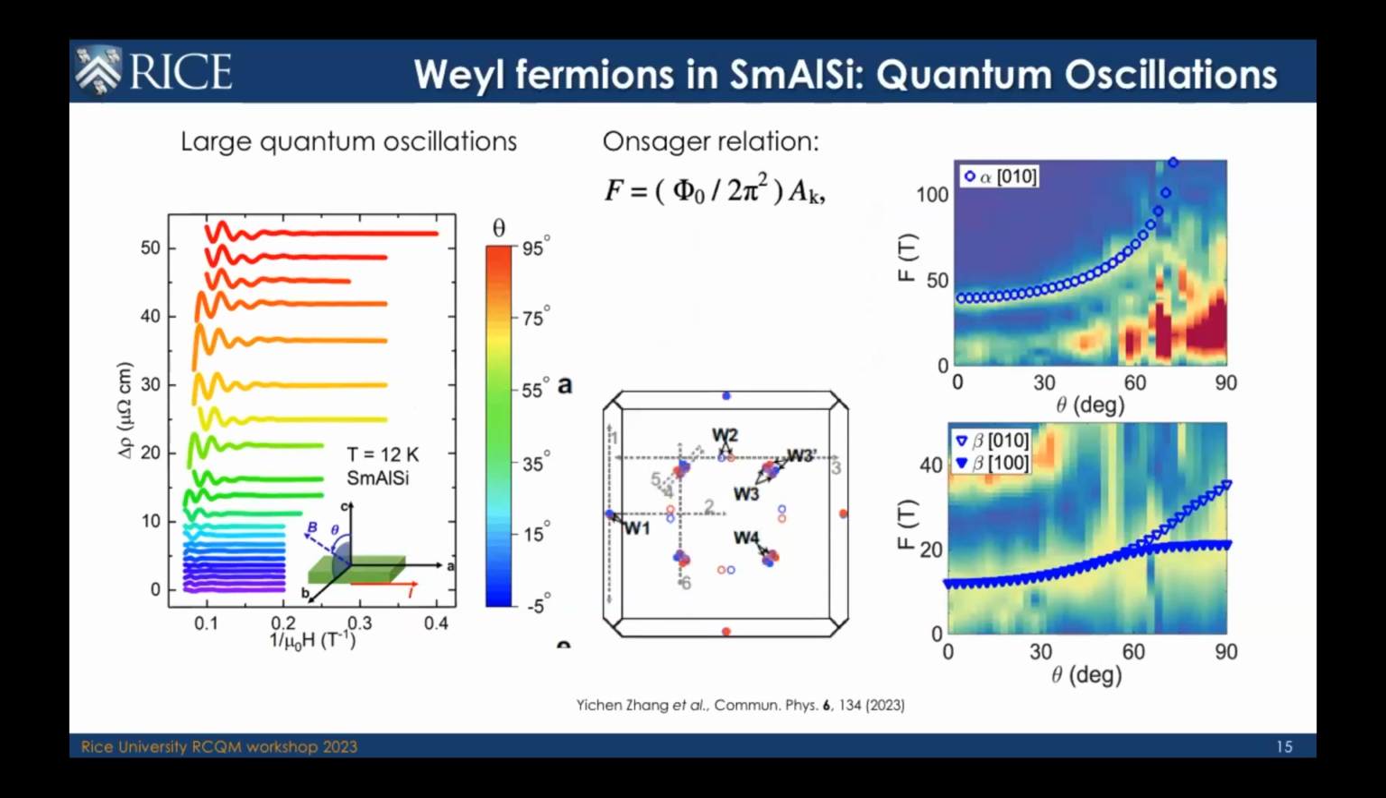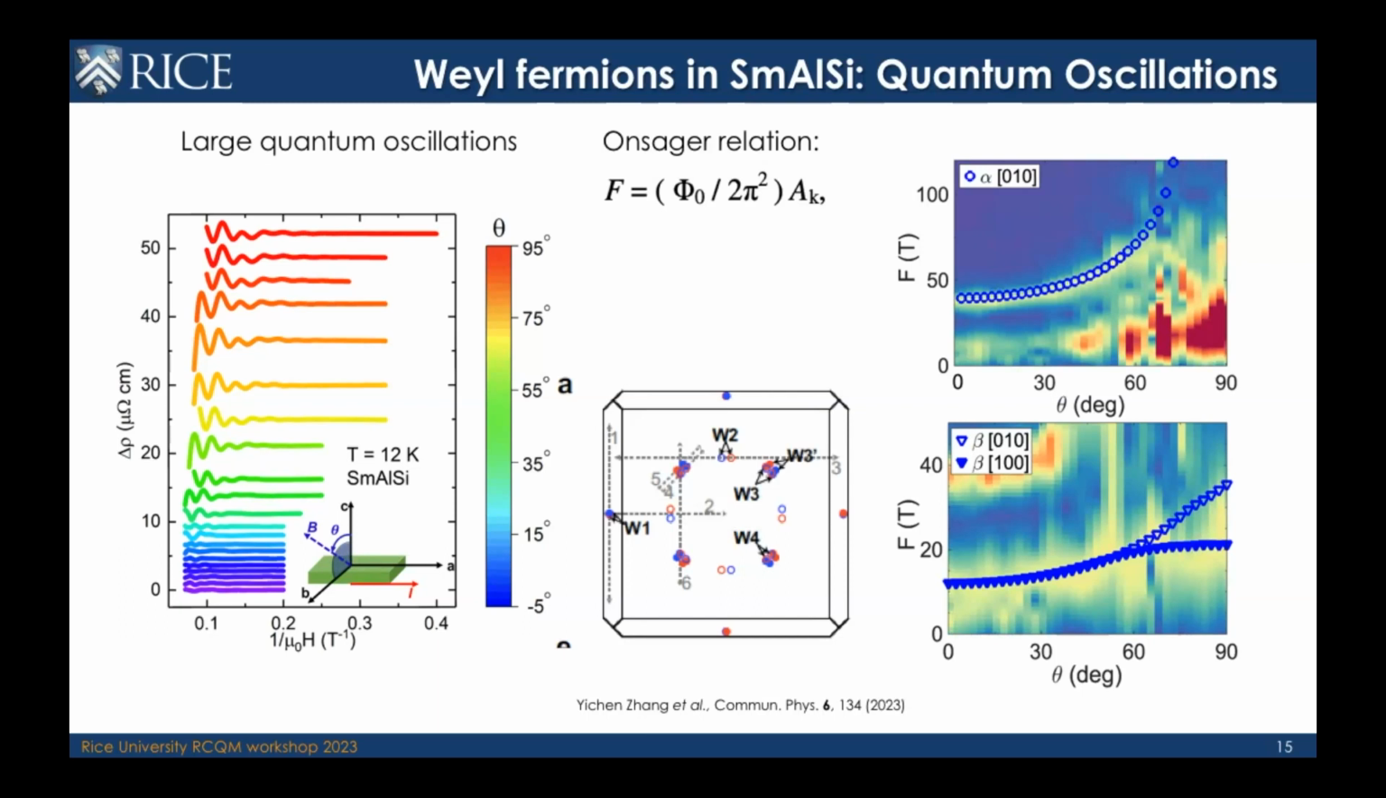We did angular dependent quantum oscillation measurements, trying to add to this already wonderful agreement between ARPES and calculations. Notice that we see the Shubnikov-de Haas oscillations in samarium aluminum silicon with the field applied in this bc plane. And then the fast Fourier transforms of these quantum oscillations give us the frequency as a function of angle.